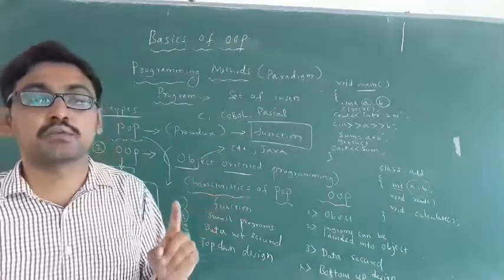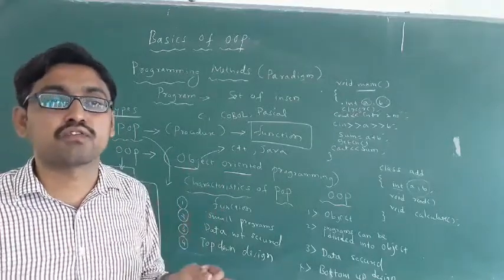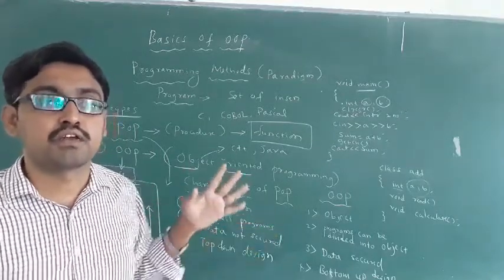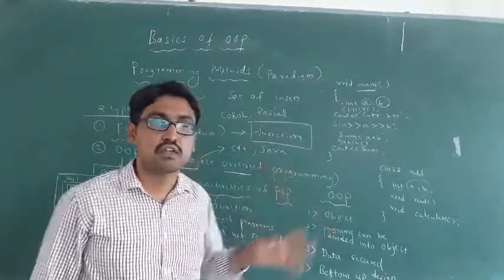Then in the examination, a 2 marks question has already been asked: write 2 characteristics of object oriented programming. You can write any 2 characteristics. This you have to remember.